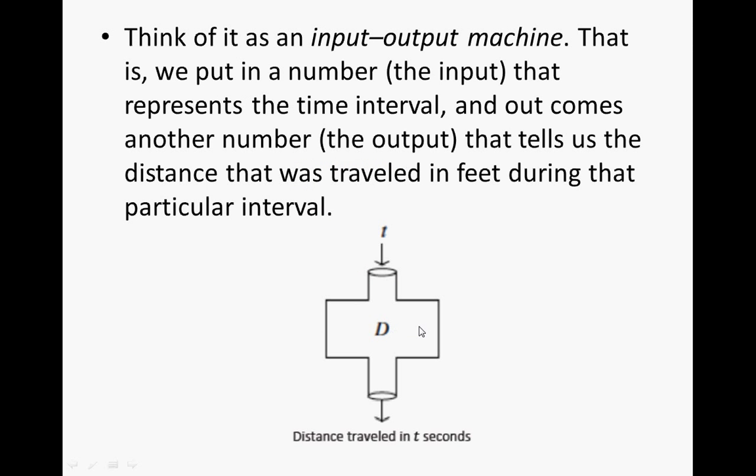Think of it as an input-output machine. You've probably done these in 4th, 5th, or 6th grade. That is, we put in a number, the input that represents the time interval, and out comes another number, the output, that tells us the distance that was traveled in feet during that particular interval. So we can pick any time t between 0 and 4. When we plug it into our function, then we get a distance traveled in that amount of seconds.